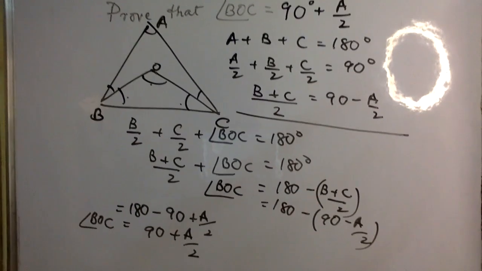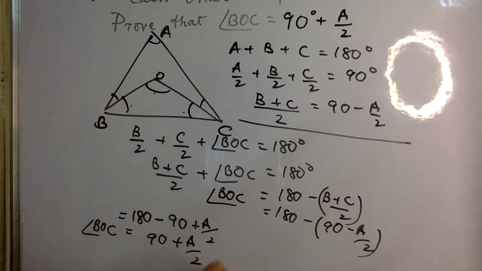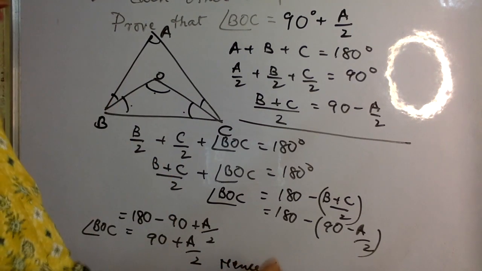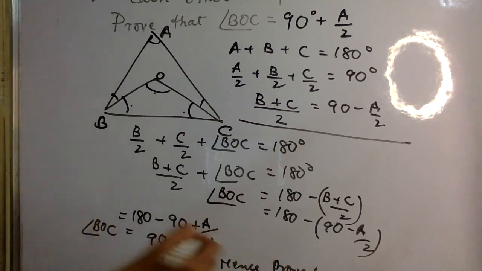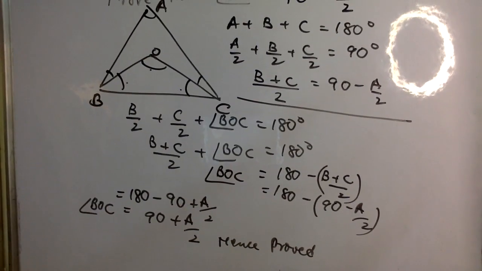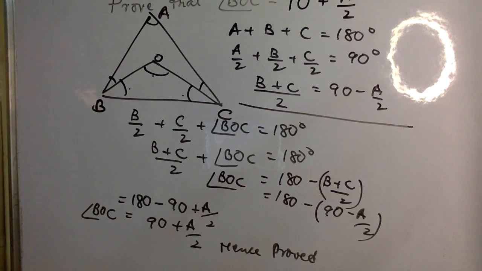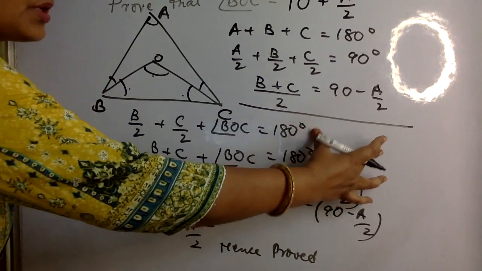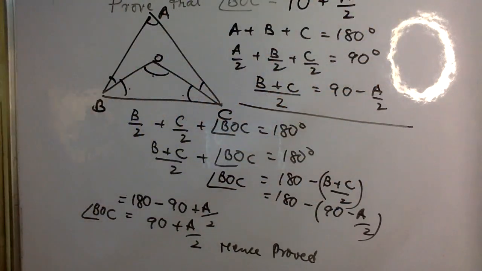Therefore I have proved what I wanted to, so hence proved. So I have proved my statement. Okay, so this is it. So this sum I did in the minimum possible statements. If you want, you can write here triangle sum property. Here also you can give the reason, triangle sum property. So all you have to do is remember the two parts of this sum.